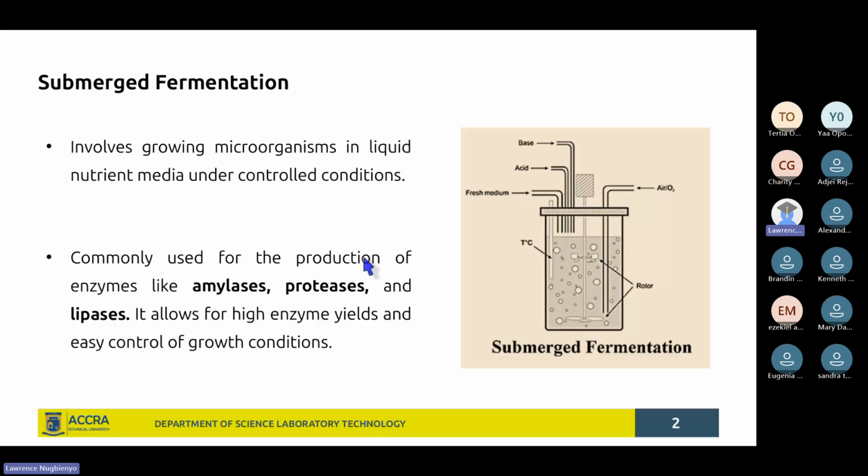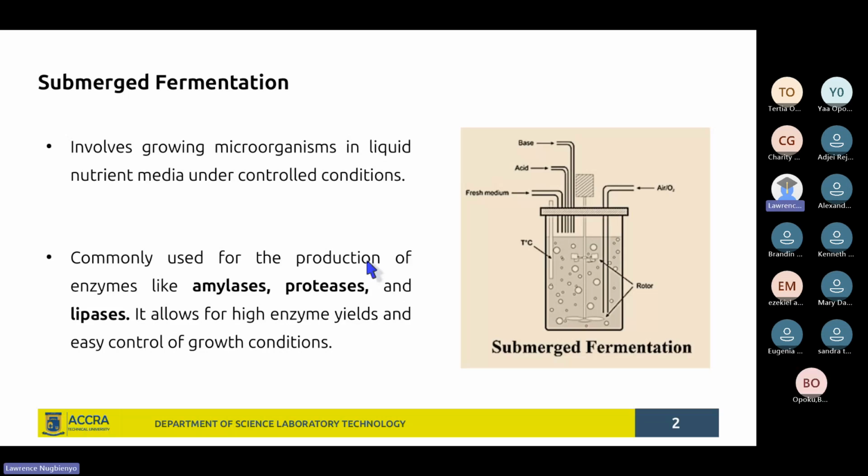And the first we are looking at is submerged fermentation. It's one of the ways that industrially there is production of enzymes, because of course you need enzymes to catalyze biochemical reactions industrially in your bioprocesses.